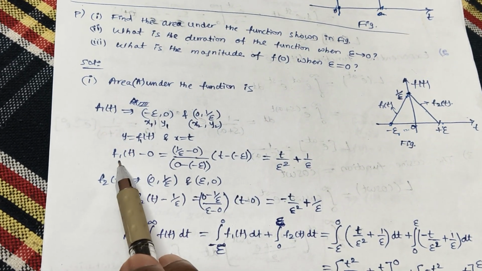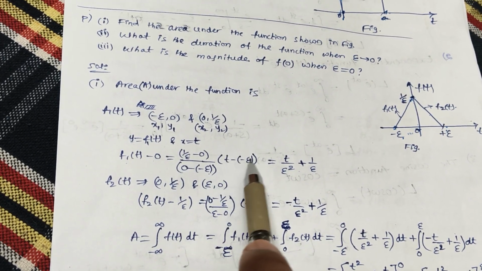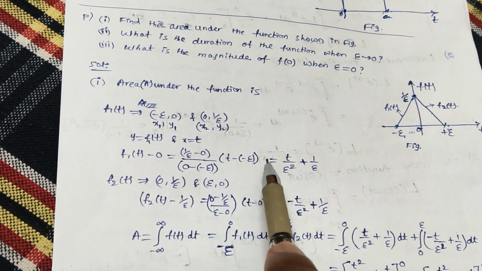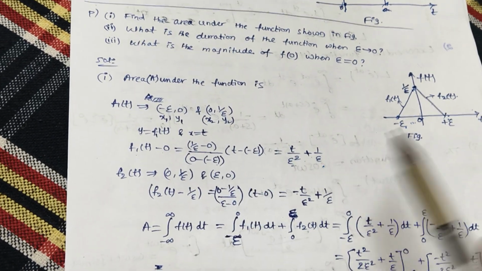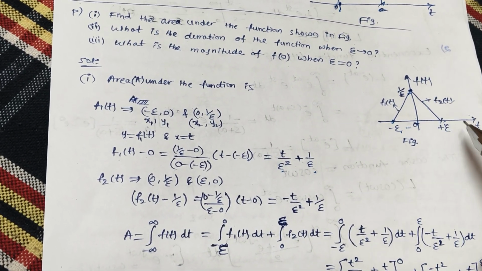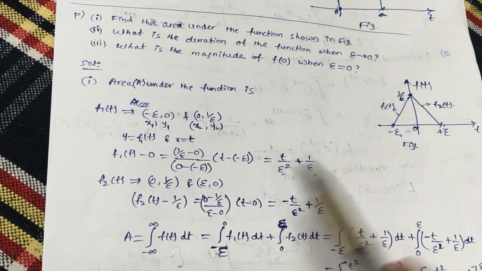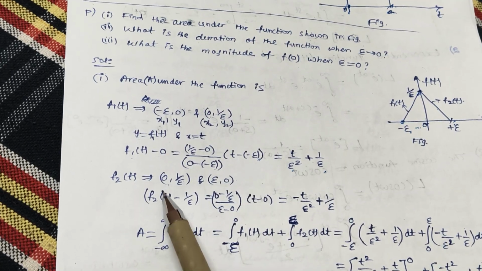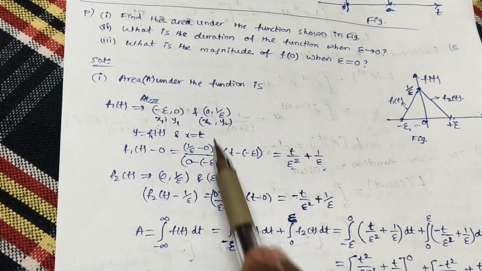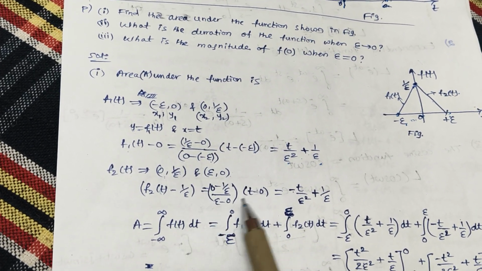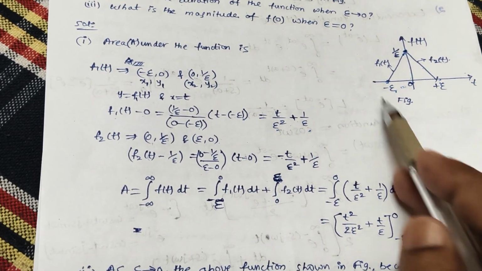If I find that f1 of t, y minus y1 is equal to y2 minus y1 by x2 minus x1 of x minus x1. By substituting all these values, you'll get f1 of t is equal to t by epsilon square plus 1 by epsilon. In a similar way, the second line coordinates are 0 comma 1 by epsilon and epsilon comma 0, that is x1 y1, x2 y2, y is equal to f of t here, and x is equal to t. By substituting all these values in the equation, you'll get minus t by epsilon square plus 1 by epsilon. So what is the area of this curve now?